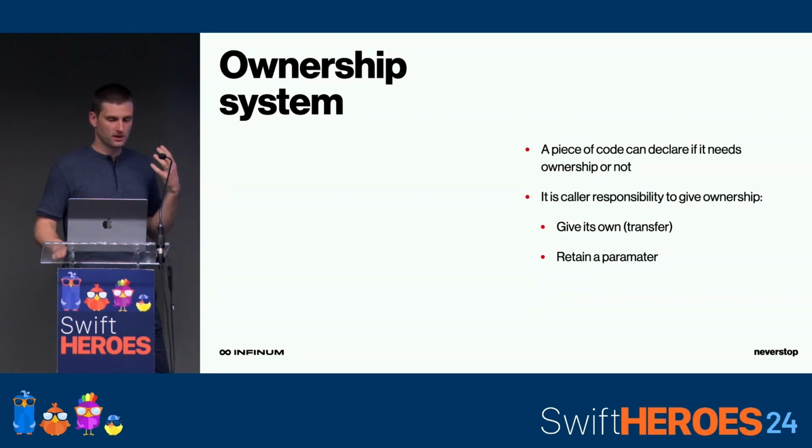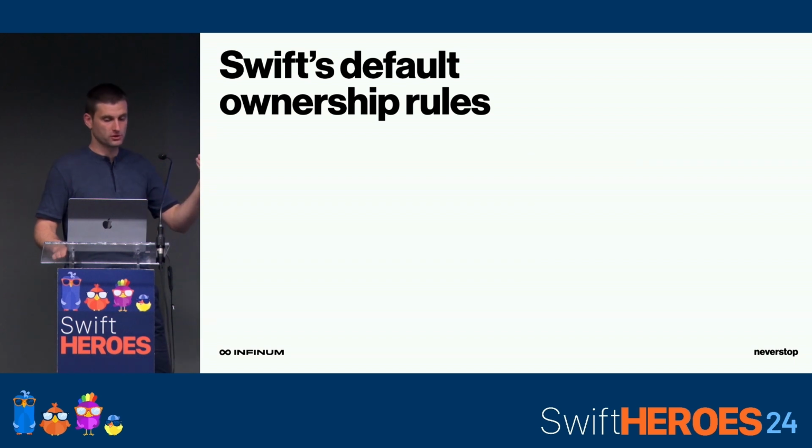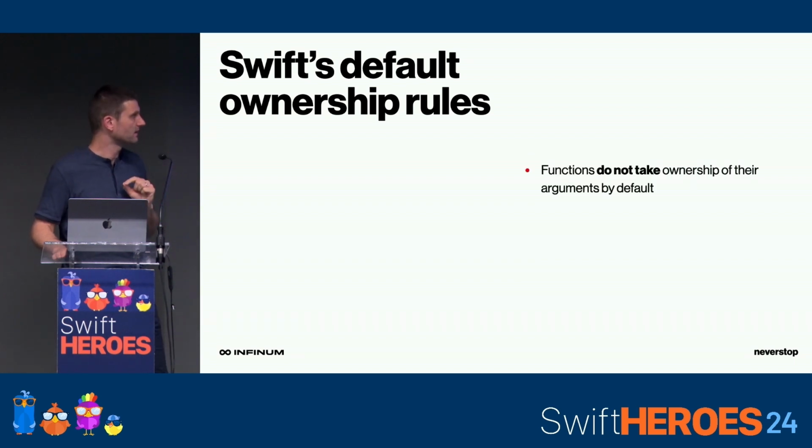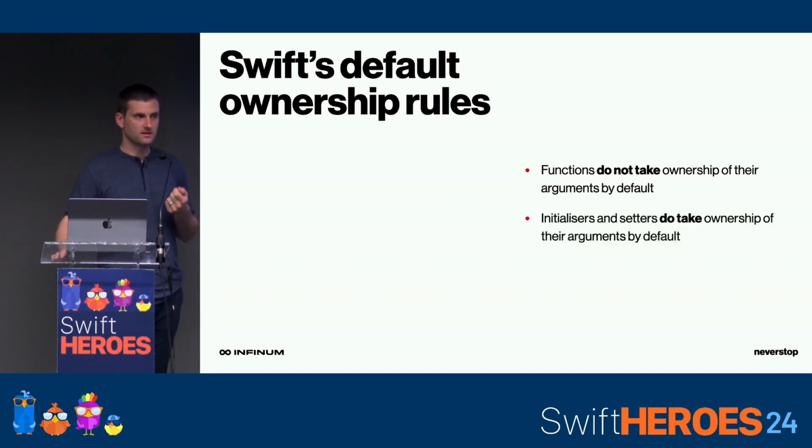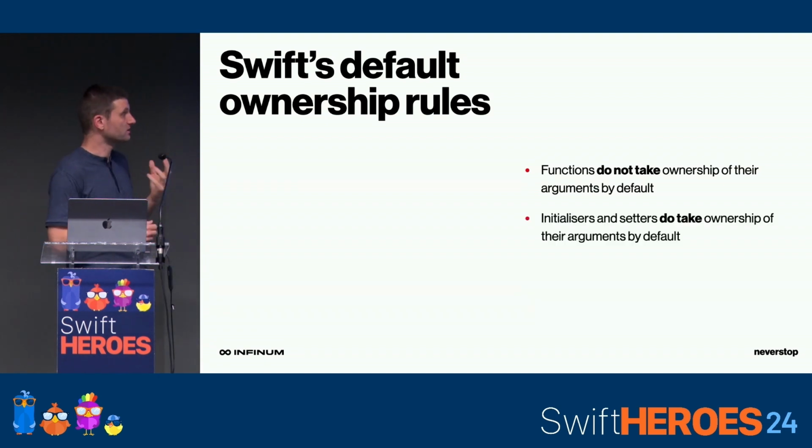And this leads us to Swift's default ownership rules. So Swift's default ownership rules say that functions do not take ownership of their arguments, and initializers and setters do take ownership of their arguments by default. We can change this behavior, as we will see later.